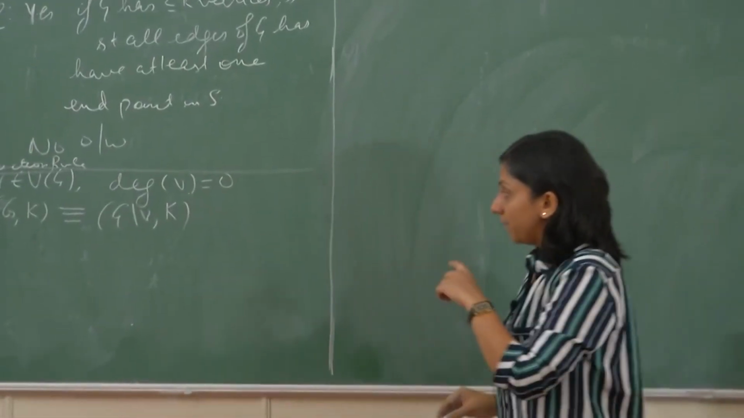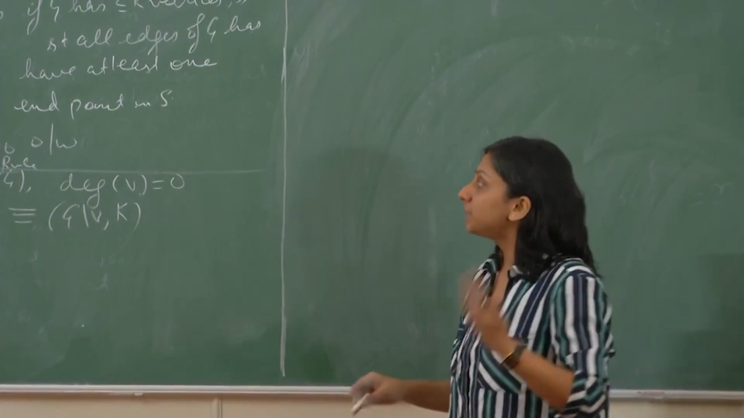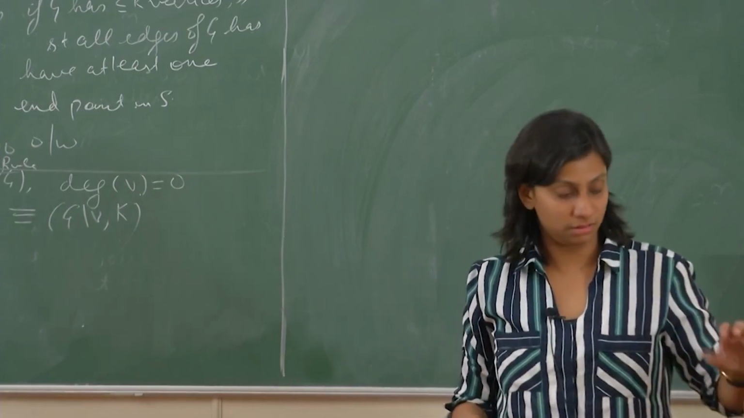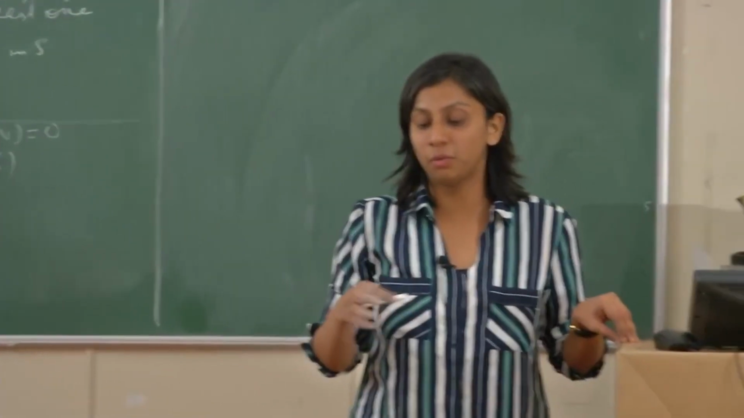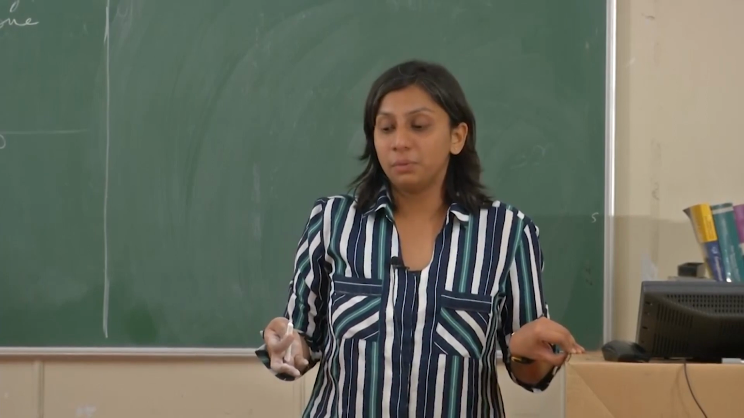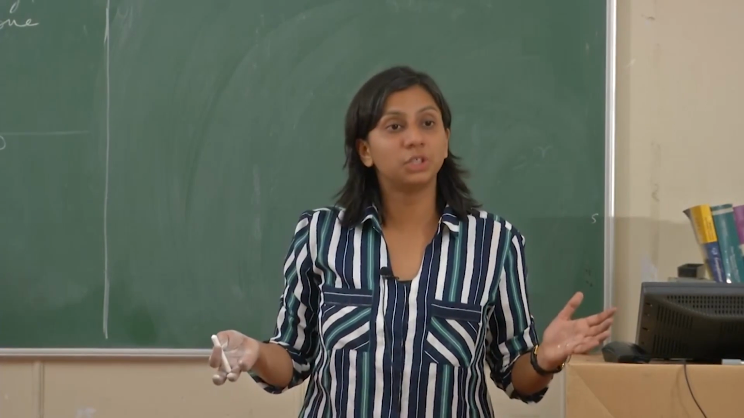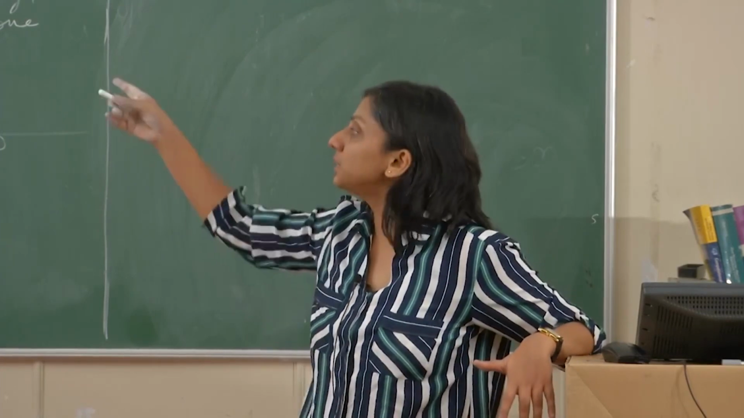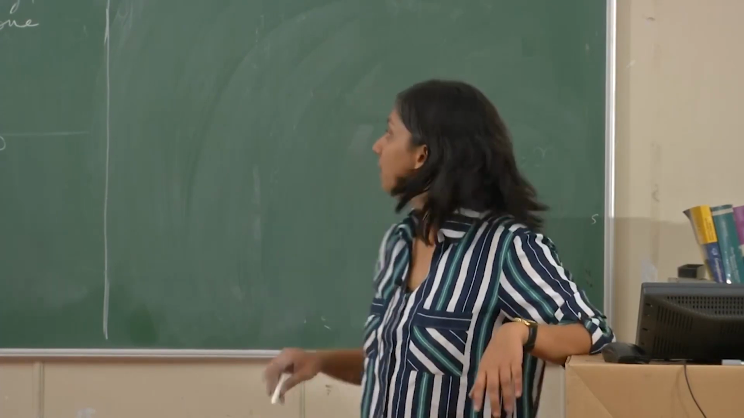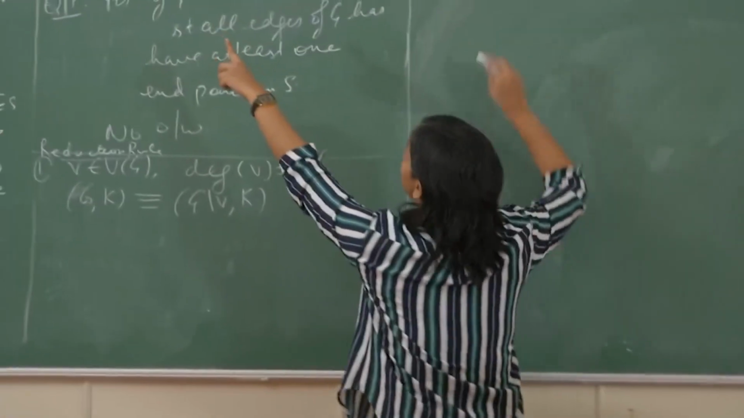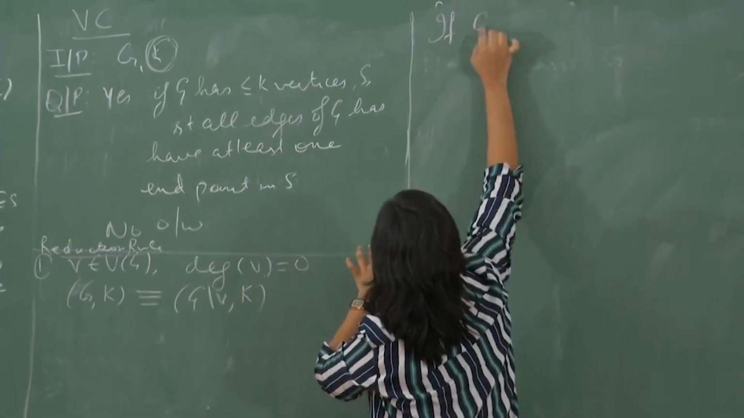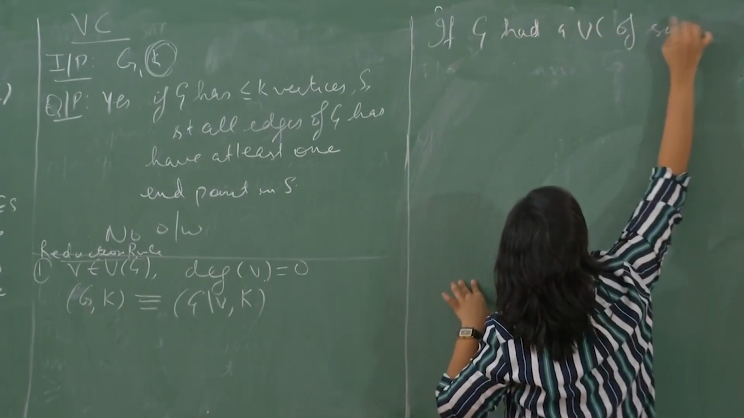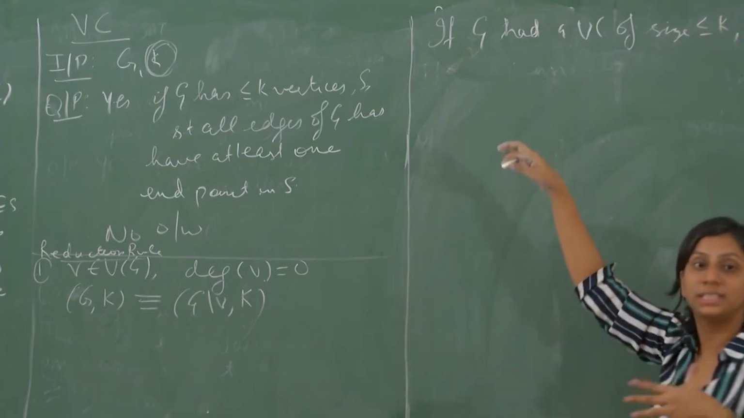Okay, let's see what happens. So this is normally how we think when we are stuck, when we want to design a reduction rule and we don't know what kind of a reduction rule we should be designing. This is one way that we usually think. We think about it like this. Suppose it was a yes instance, then what would happen? If this was a yes instance, that means if G had a vertex cover of size at most k, then how would G look like?